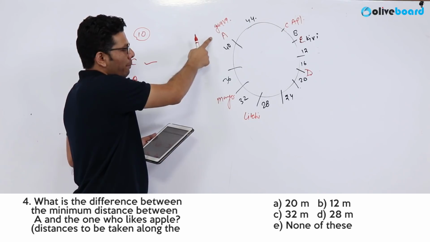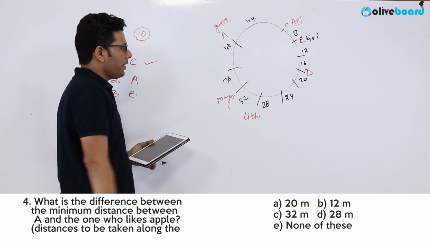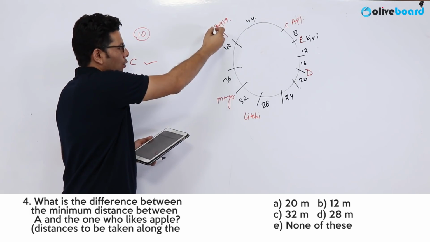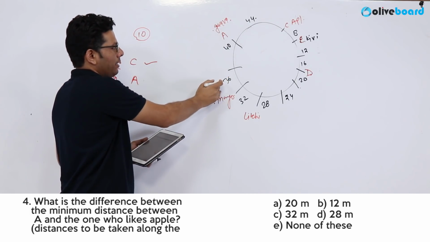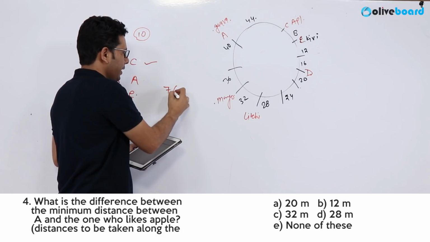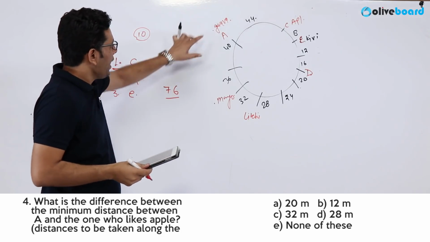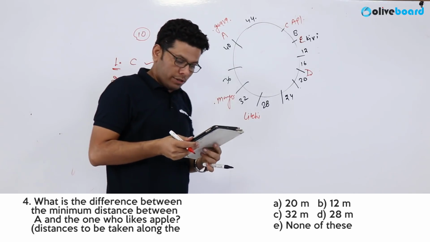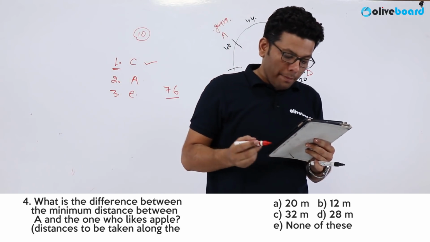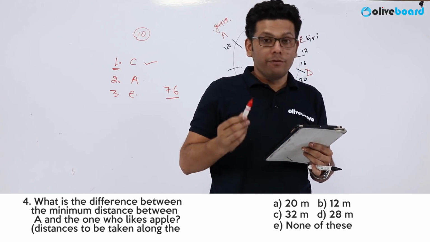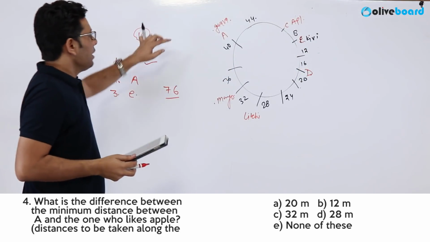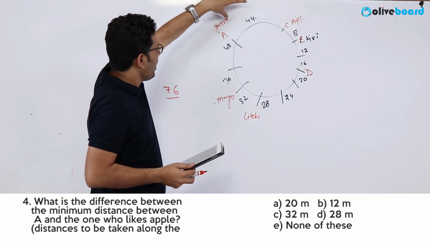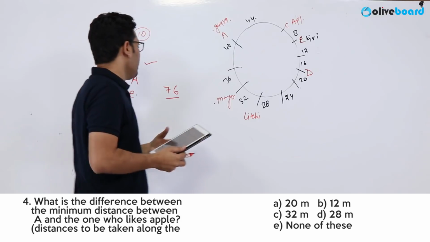If you count the minimum distance, which would be the minimum? This is the minimum distance of A and mango. That is 40 plus 36, 76. The minimum distance of A and mango is 76. And the second was the minimum distance of A and the apple. What is the minimum distance of A and the apple? The minimum distance of A and the apple is 44.